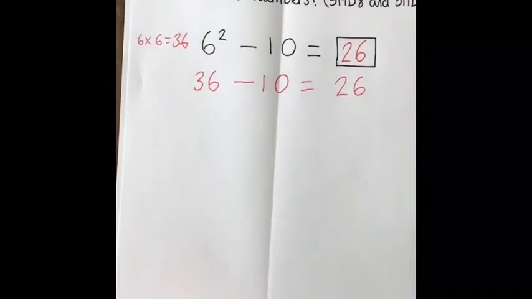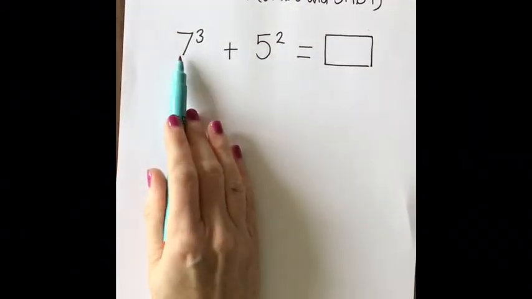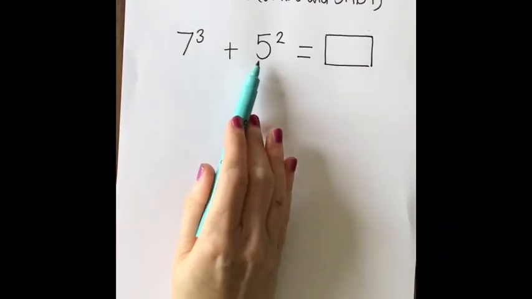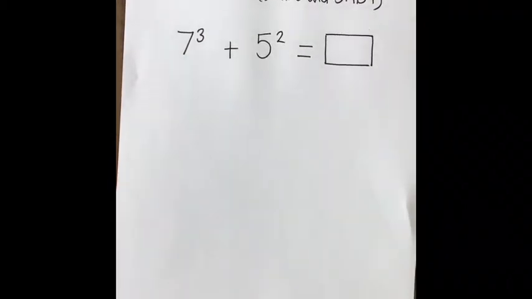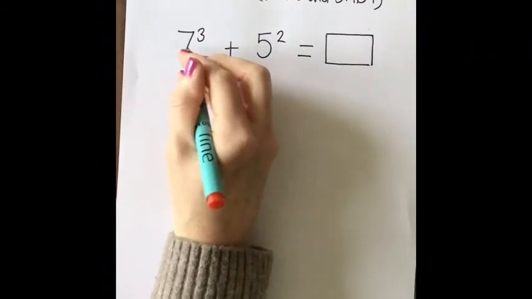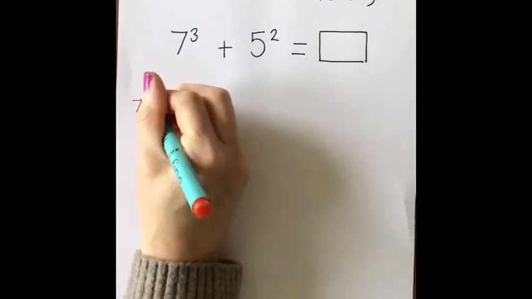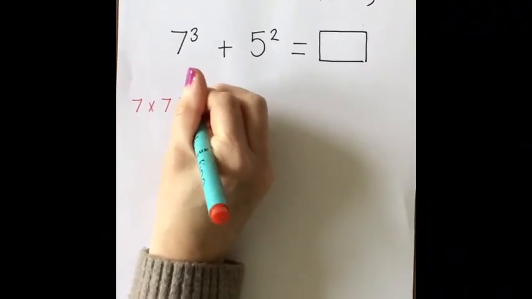Let's move on again and let's challenge ourselves just that little bit more. This time we've got 7 cubed add 5 squared. This means you're going to need to do a little bit more before you get to the final answer. Pause the video and using the knowledge gained from squared and cubed numbers, see how you get on. Okay then, let's see how you got on. So first of all, we need to work out 7 cubed. So we need to do 7 times by 7 times by 7.